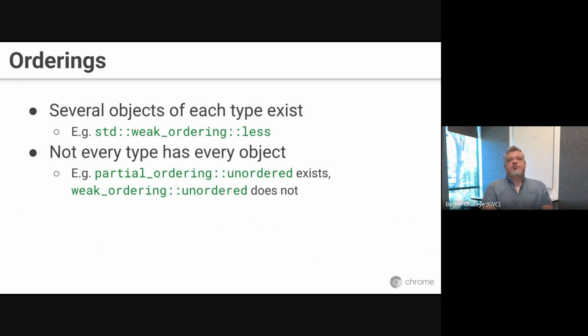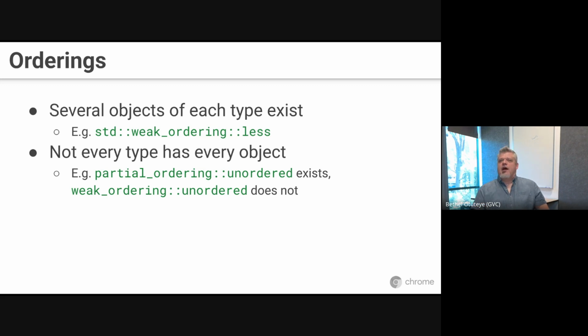Now, within each of these types, you have several objects. So, for example, weak ordering defines a compile time constant less object as an instance of that type. And types only have instances that make sense. So like partial ordering has an unordered object, but weak ordering doesn't have an unordered object because weak ordering is a strong order, and in a strong order, there are no unordered pairings between elements.